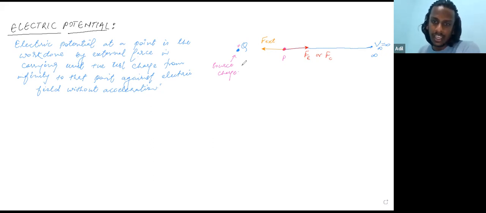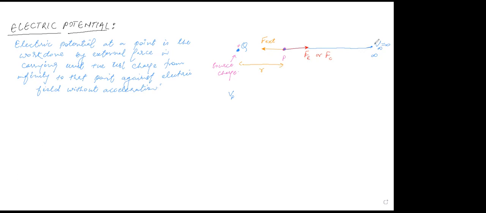Okay, and now we can consider that this point P is at R separation from the source charge. Are you clear or not? Yes, sir. Then we can say, what is your potential difference here? We can write here the potential V at P. Potential at P is greater as compared to the potential at infinity. Are you understand or not? Yes, sir.